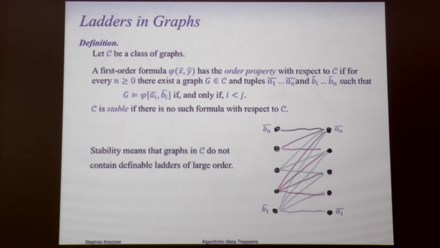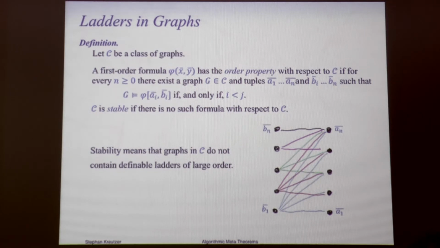And the class C of graphs is stable if there's no such formula within C. So this is parameterized by n, I guess? So it's n-stable or something. No, it's stable for every n. It's stable if you're not unstable, let's say. Which means if you're not stable, then you have a first order formula, which for every n you can find a graph, and in this graph it defines a ladder of length n. So there's a first order formula that defines arbitrarily high ladders in your class.